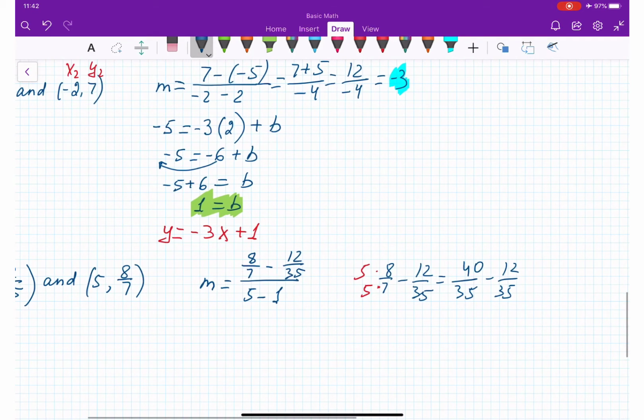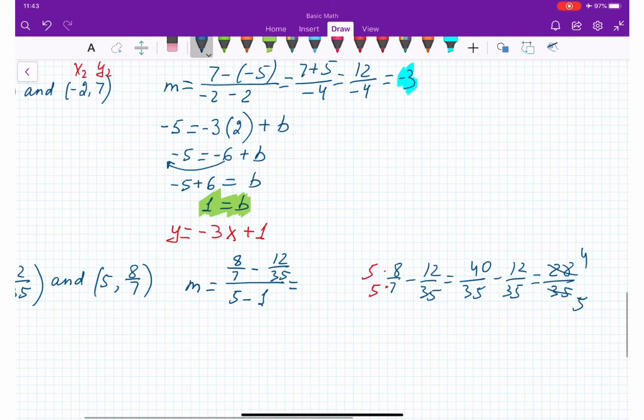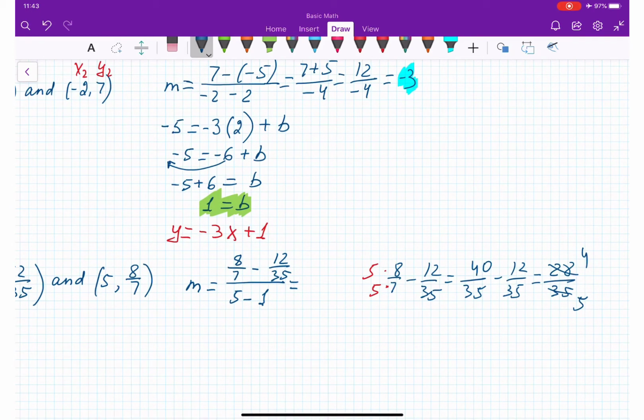And we get 40 minus 12. 40 minus 10 is 30. 30 minus 2, it's going to be 28 over 35. Okay, so we get 28 over 35. Can we reduce anyhow? Of course we can, by 7. Reducing 28 by 7 is going to be 4. Reducing 35 by 7 it's going to be 5. Yes? 4 over 5. All right.